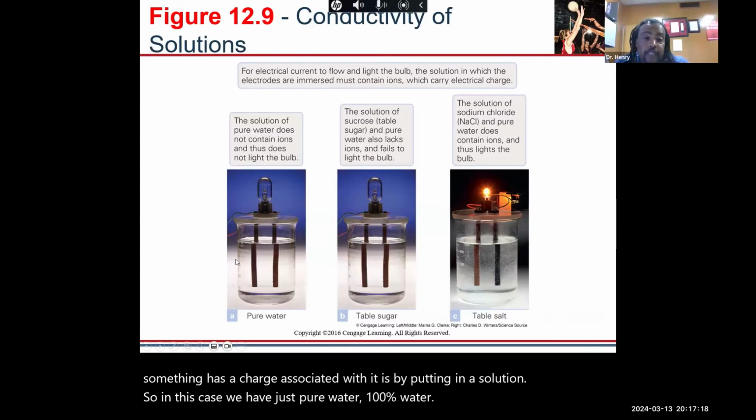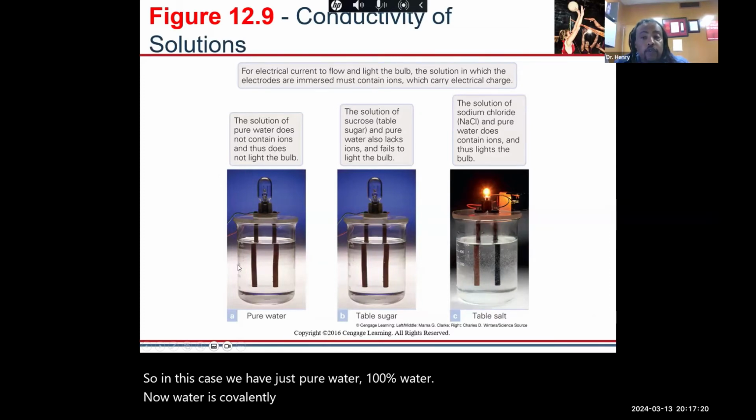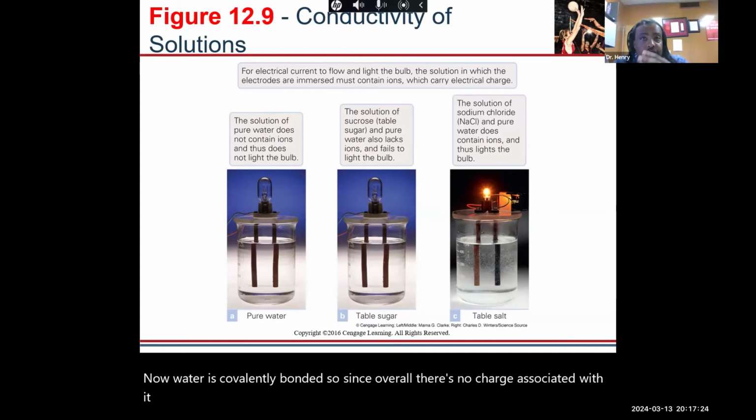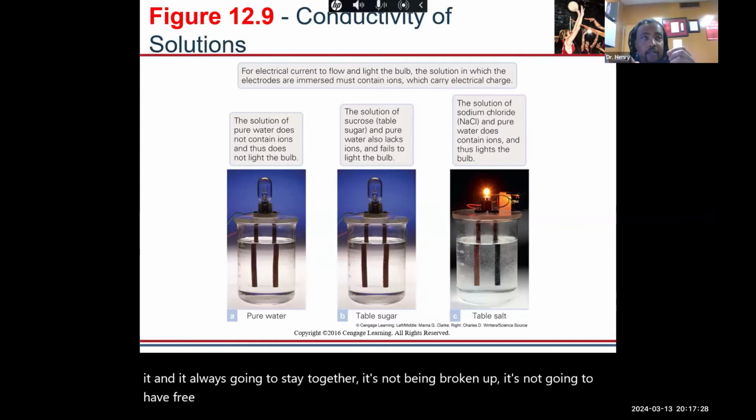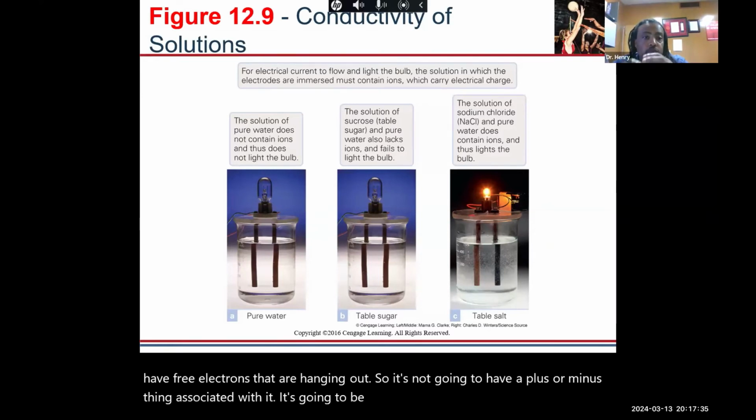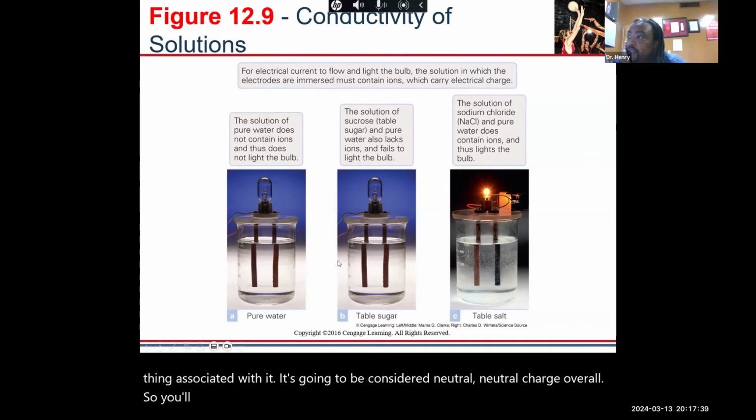Now, water is covalently bonded. Since overall there's no charge associated with it, and it's always going to stay together, it's not being broken up, it's not going to have free electrons hanging out. So it's not going to have a plus or minus associated with it. It's going to be considered neutral charge overall. So you'll notice it doesn't light up when we put the electrodes in and connect it with the battery.